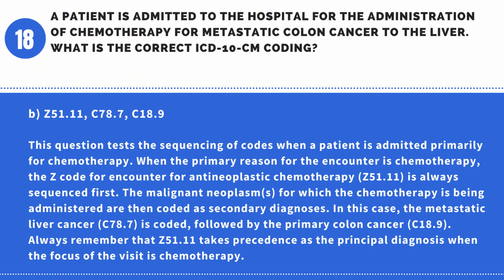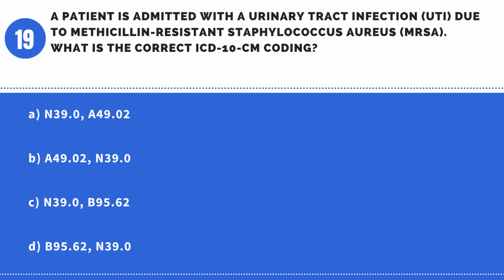In this case, the metastatic liver cancer, C78.7, is coded, followed by the primary colon cancer, C18.9. Always remember that Z51.11 takes precedence as the principal diagnosis when the focus of the visit is chemotherapy. Question 19. A patient is admitted with a urinary tract infection, UTI, due to methicillin-resistant Staphylococcus aureus, MRSA. What is the correct ICD-10-CM coding?